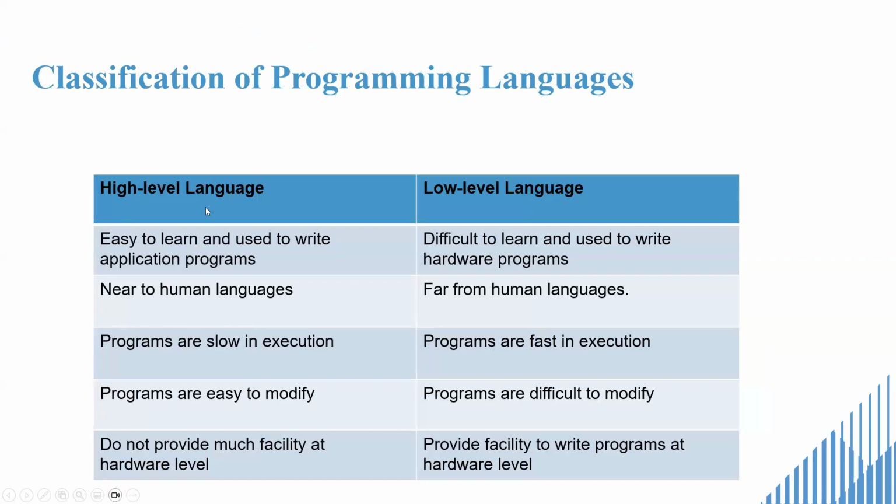High level language is easy to learn and is used to write application programs near to human language, like if, while, for, or something that is used in Python. So it's just like human language when you are speaking.